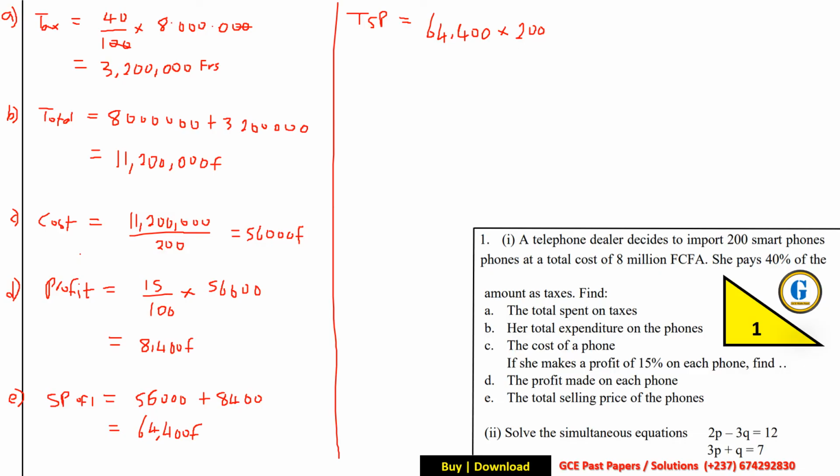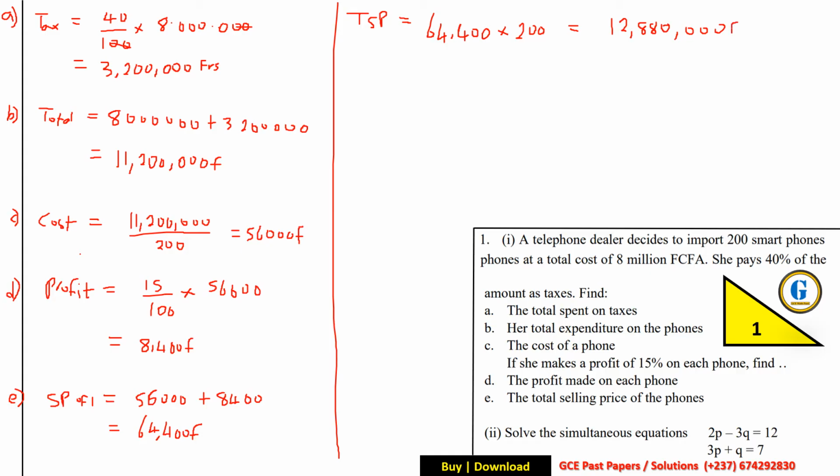So what does this give us? 64,400 times 200. That gives us 12,880,000. 12,880,000 francs for all of these phones. So this is what we have for the total selling price of all of these phones in FCFA.